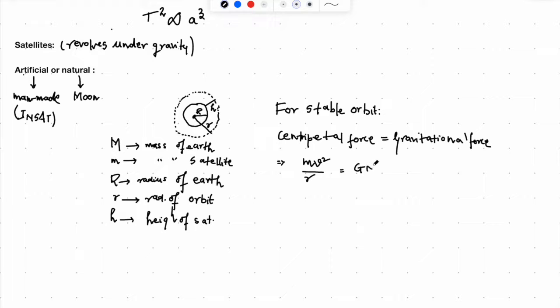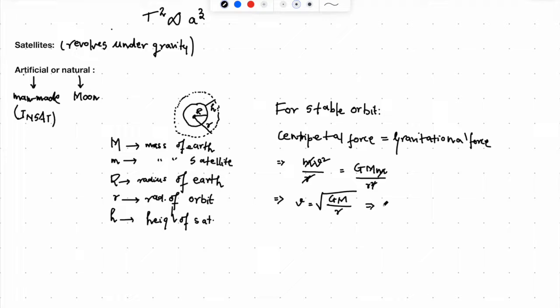In our case, capital M is the mass of the Earth and small m is the mass of the satellite. So it is GMm divided by r square. We can simplify this, and the m will get cancelled. The mass of the satellite doesn't hamper the velocity. So if I want to find the velocity of this satellite, I can simply write this relation as v is equal to root over GM divided by r. This would be the velocity with which the satellite will revolve.